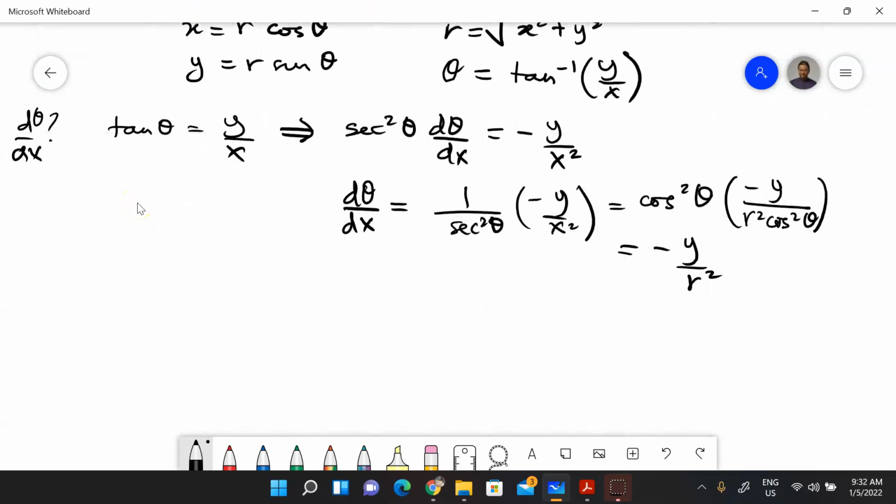So now what we want to do is to make the comparison between dx d theta. But this is simpler because x is given as r cos theta, so dx d theta is essentially minus r sine theta. But what is r sine theta? R sine theta is y.